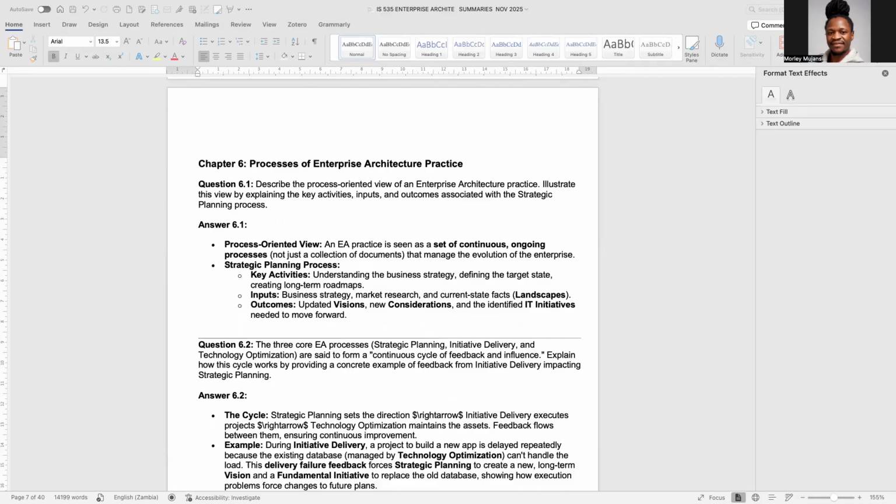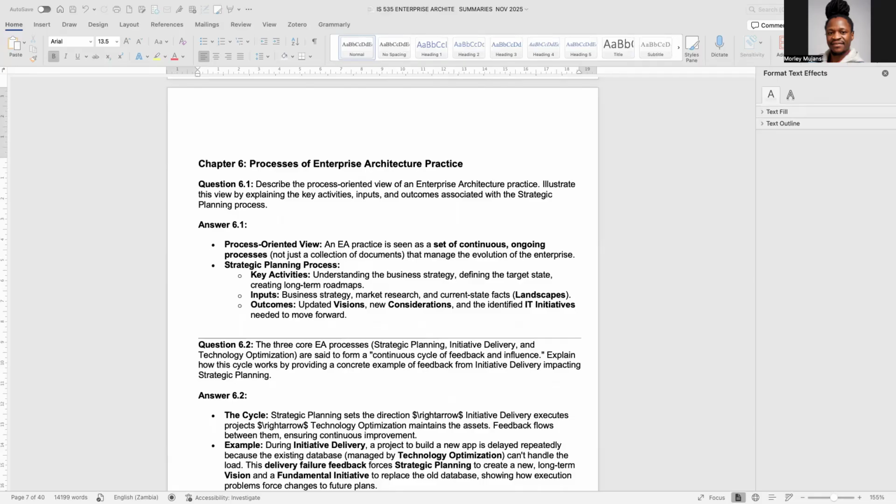The first and most crucial process that I've just highlighted is strategic planning. So strategic planning, what is it? Strategic planning is where EA translates the business goals into IT action. It has 3 main stages, so you need to know that there are 3 main stages involved.